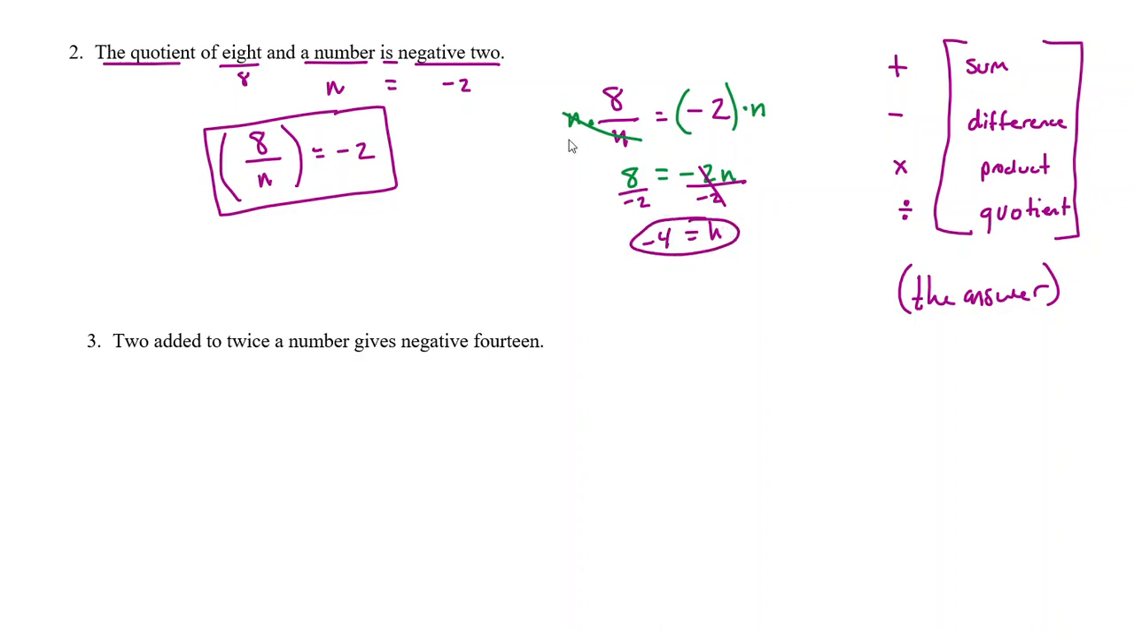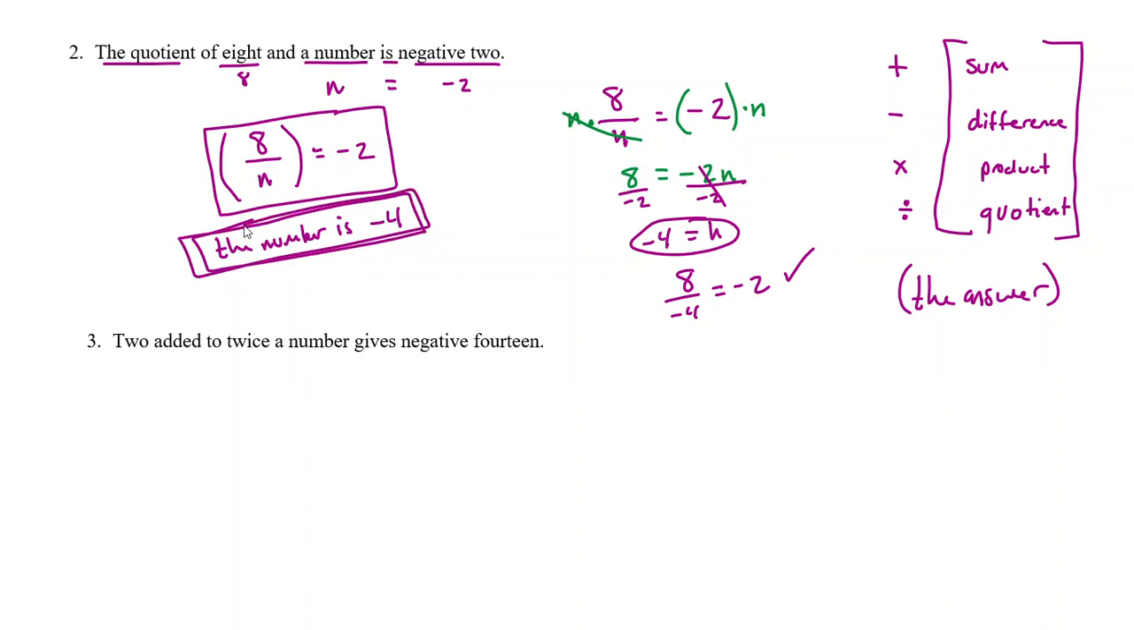And then I'll go back to my original equation, and I'll just check it. 8 divided by -4 equals -2, and that's true. Okay, so the number is -4. Again, remember, the variable n is something I just brought to the table. I just said a number, let's call it n, but nobody told me that n was the number. So I use that as a convenience, as a placeholder, until I figured out what the number is, and the number is -4.